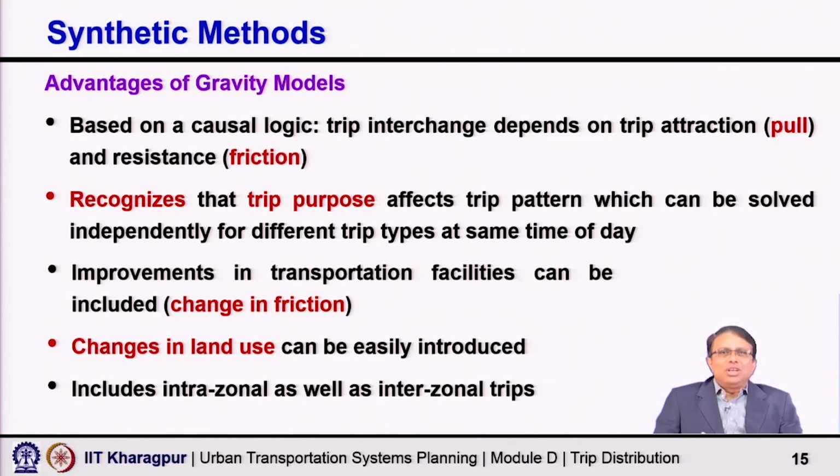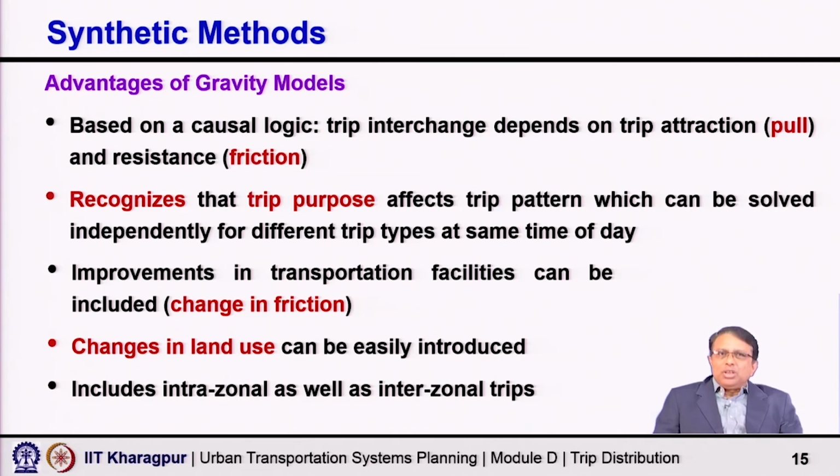So, you can call it a pull. How many trips will be attracted to a zone J depends on the level of pull, that means the attraction: the more the attraction, the more the pull. Similarly, with resistance: the more the resistance, the fewer trips will finally get attracted to that zone. So, that causal logic is inbuilt.